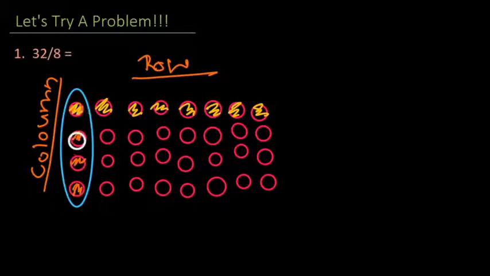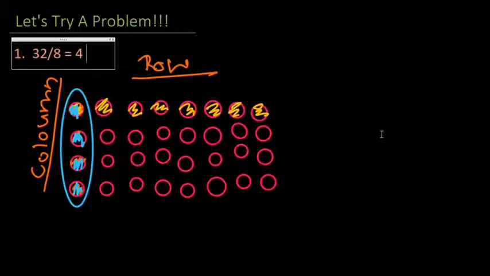We already made the groups of 8, and now we count how many circles are in one group. In one singular group, there are 1, 2, 3, 4 circles. So 32 divided by 8 is equal to 4. Let's type it in because it's more convenient. We have 32 divided by 8 is equal to 4.